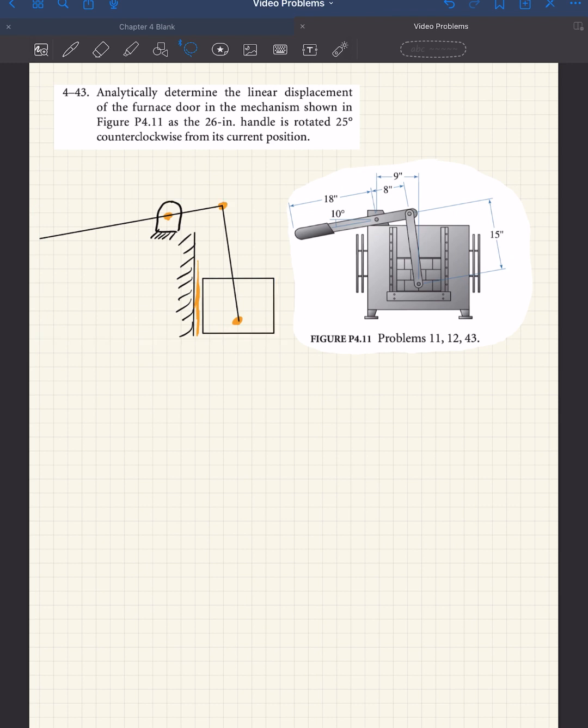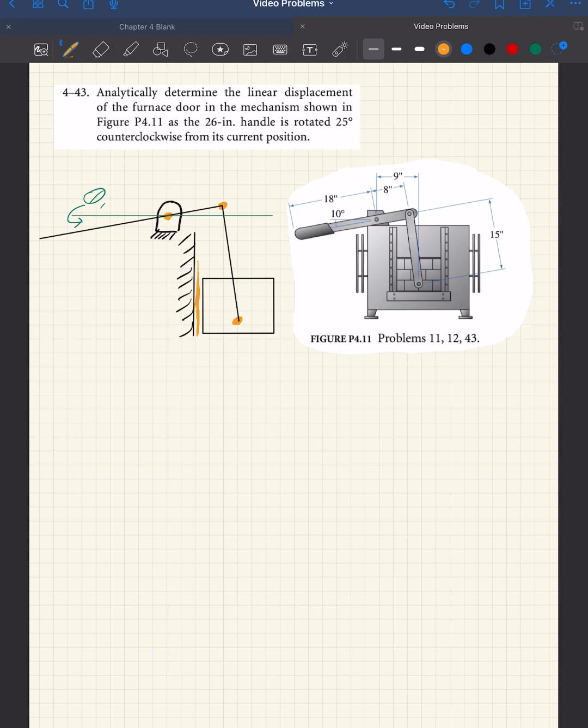So let's label a few things. More specifically, let's look at this 10-degree angle right here. If we imagine a line horizontal through that handle pivot point, we can call this angle theta 1. And now let's label what we're actually looking to find. So let's look at the initial displacement of where this last pin is.